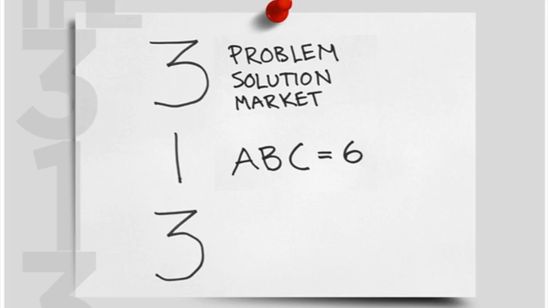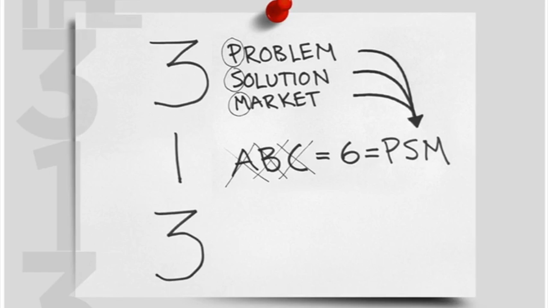So what if I told you, using mathematics again, what if A, B, and C equaled P, S, and M? Look at what we're doing here. We have already talked about how A, B, and C, you can combine those different letters 6 different ways. Now, using the transitive property, I believe, if A equals P and B equals S and C equals M, then this whole thing is true. ABC can equal 6 different variations. In the same respect, you can have 6 variations of the problem, the solution, and the market.